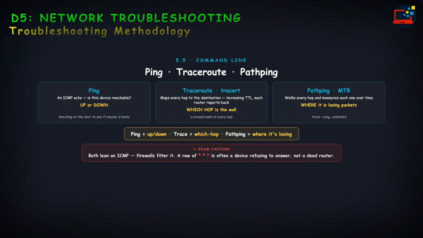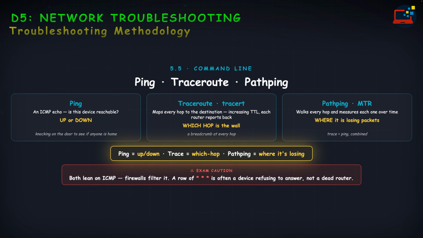Start with the command line. Ping is the first thing you run, an Internet Control Message Protocol, ICMP, echo, that asks a simple question: is this device reachable? It is knocking on the door to see if anyone is home. Traceroute, which on Windows is the command tracert, maps the full path to a destination, listing every router, every hop along the way. It does this with a clever trick, sending packets with a steadily increasing time to live, the TTL, so each router in turn reports back, dropping a breadcrumb at every hop.